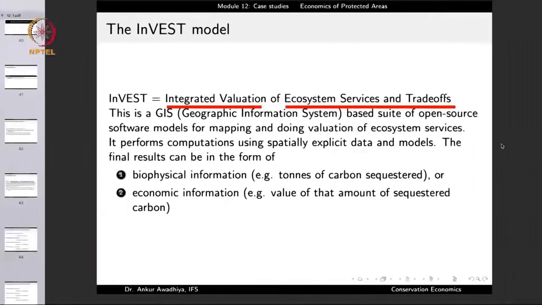Now the INVEST model helps us to understand that if we are putting 100 rupees into the functioning of the ecosystem services because of making, say, a protected area or protecting a protected area, what is the return that we get out of it? So that is something that the INVEST model also tells us. So this is a GIS based suite. GIS is Geographical Information System.